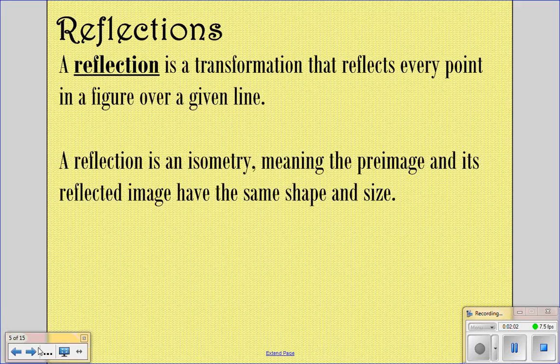A reflection is an isometry, which means that the pre-image and its reflected image have the same shape and size. So the only thing that changes is the direction of how it's turned or what it looks like, but it has the same shape and size. The pre-image and the image are going to be congruent figures.